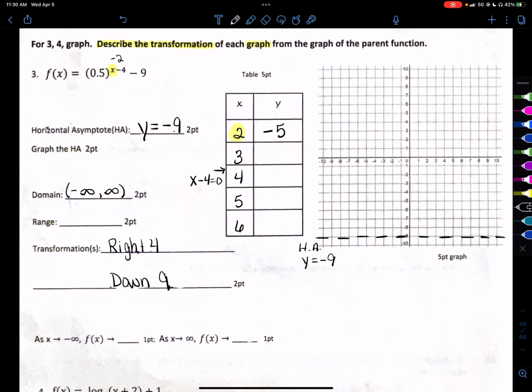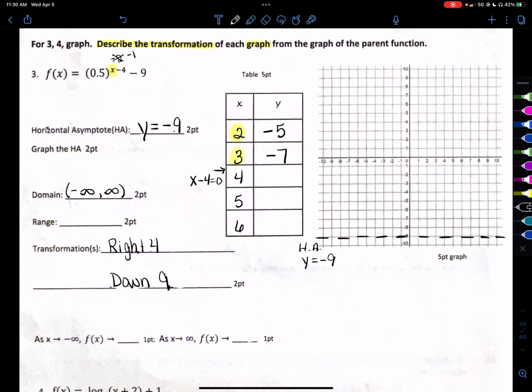All right, the next time we are not going to have negative 2 up there, because we're going to plug 3 in for x. And 3 minus 4 gives us negative 1. So now I have 0.5 to the power of negative 1, and then minus 9, and I get negative 7.